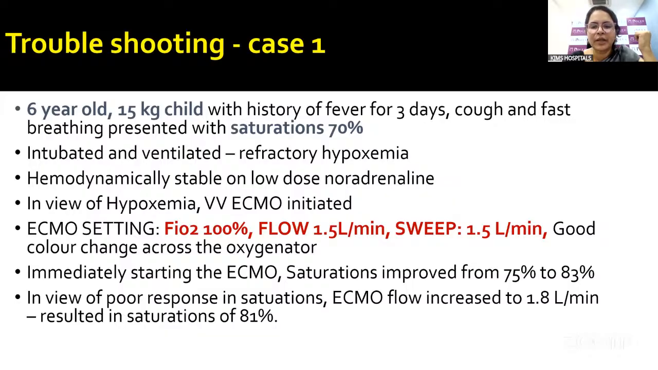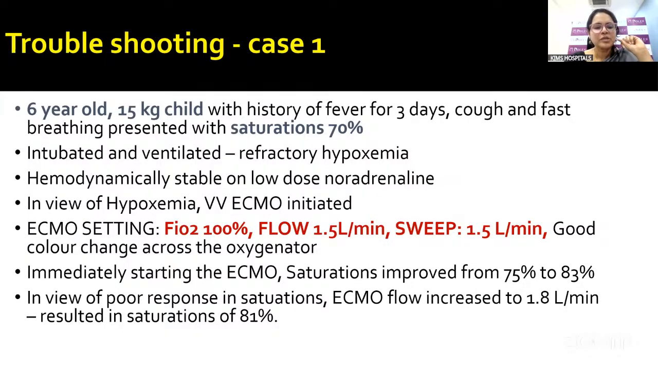The child was intubated, ventilated for refractory hypoxemia, remained hemodynamically stable on only single inotrope. In view of hypoxemia, this child was initiated on VV-ECMO. So first of all, VV-ECMO was rightly initiated because this was a pure pulmonary problem. They have already given that the child was stable with only single inotrope. So this doesn't seem to be a very significant or refractory hemodynamic instability.